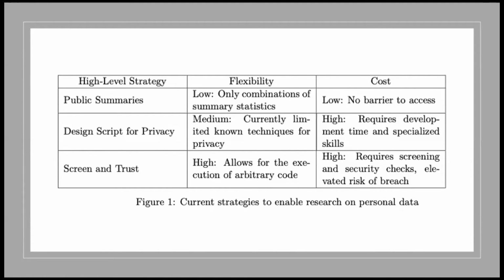A third alternative is what we can call screen and trust. These are ones where we would actually screen the folks who we're allowing to run queries on a data set. Now, this is the most flexible thing that somebody could do because we could allow them to run arbitrary code. However, this requires screening folks and a lot of other administrative tasks to make sure that we mitigate the risk of a privacy breach.